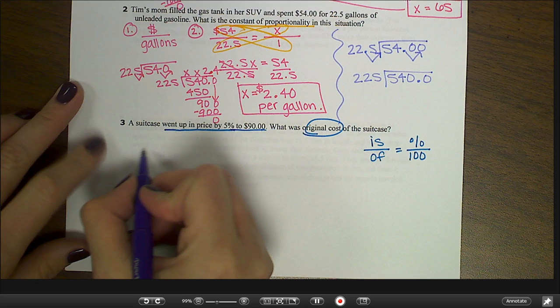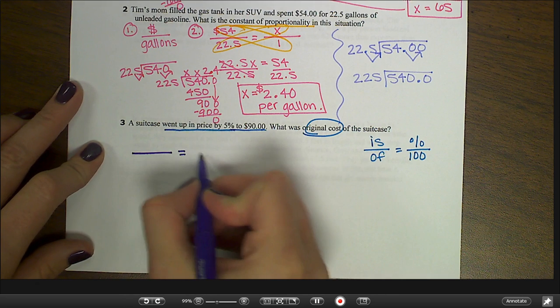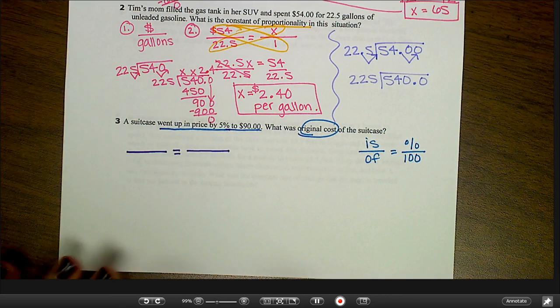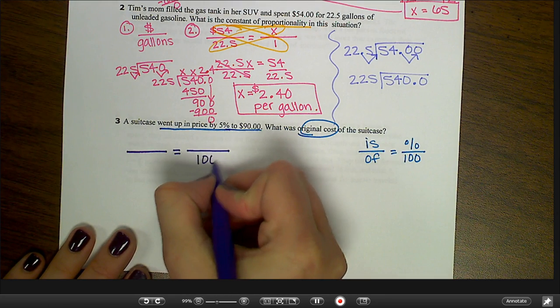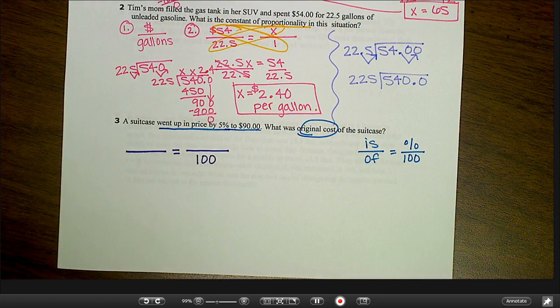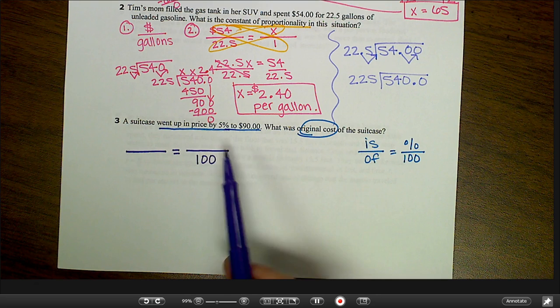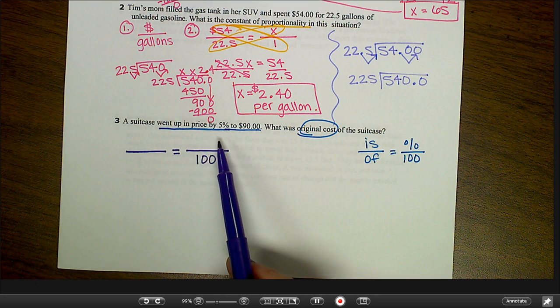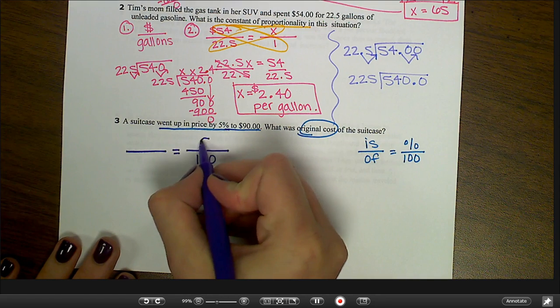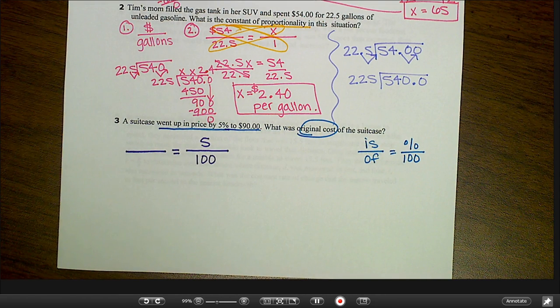Now, if I go ahead and set up my problem, I don't know what's going to go where. I'm a little confused, but I'm going to do line equals line 100 because this is a percent proportion. And at least now I know kind of the format I'm going to use, and I can just start plugging things in that make sense. So, if it went up in price by 5%, then I'm going to put my 5 right here. 5 over 100 is 5%. Now, it went up to $90.